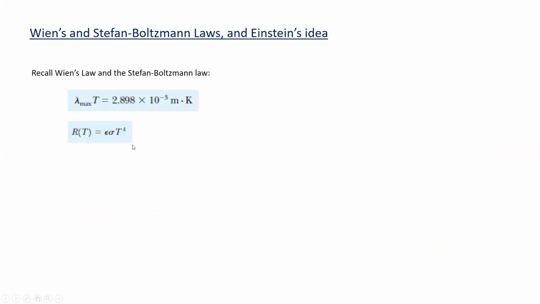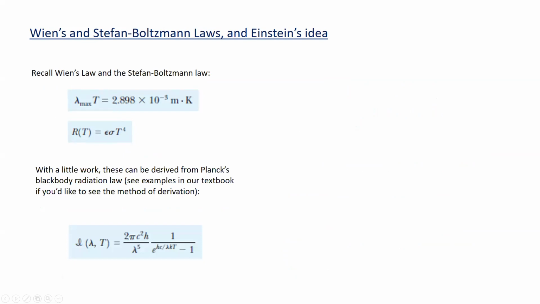Remember we talked about these properties of the blackbody radiation spectrum, Wien's law and the Stefan-Boltzmann law, which had been determined by experiment beforehand. It turns out that with a little work, these can be derived from Planck's blackbody radiation law here. I'm not going to do that here, but you can see examples in our textbook if you'd like to see the derivations. Essentially, to get the maximum wavelength, you would take the derivative of this expression and set it equal to 0 to find the maximum of the intensity. But it's a big derivative, so it's an involved calculation.